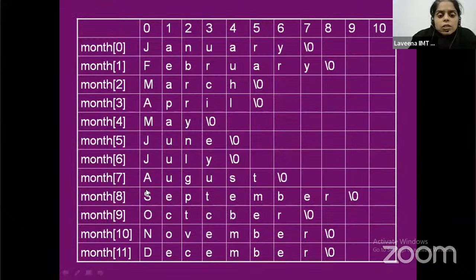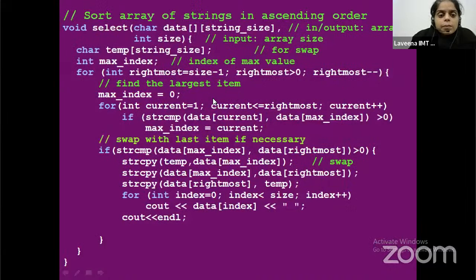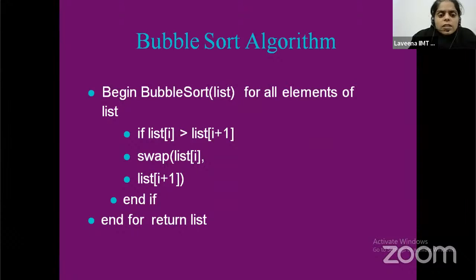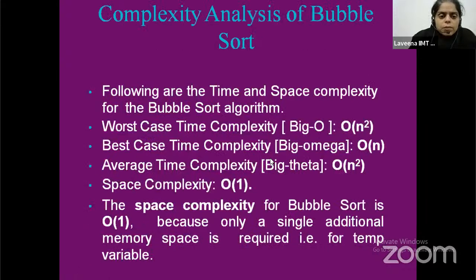So this is the structure of bubble sort. Another shortcut example of the bubble sort algorithm: if list[i] is greater than list[i+1], swap them, and return the list. It means you have to compare two elements, first and second. If the second one is smaller, then swap it with the first one, and compare with the next iteration.